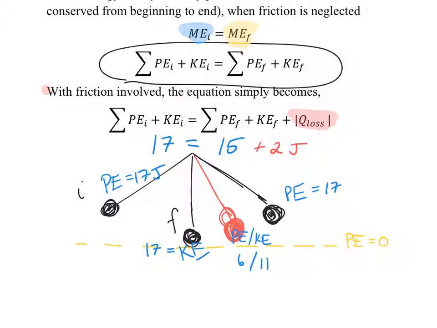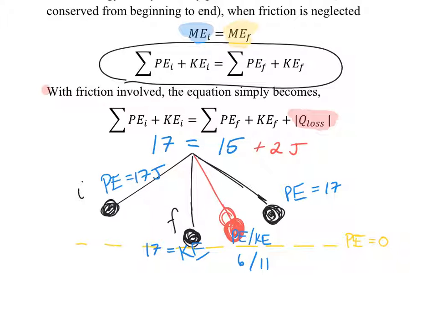So if you ever end with less energy than you started, there must be friction involved or you made a mistake. If the problem says there's no friction, you better end with what you started with. If the problem says there's no friction, you end with the same energy you started with. But in this example, take a look, 17 equals 15, that's not true. Where's the missing 2? Plus 2 at the end is Q loss.